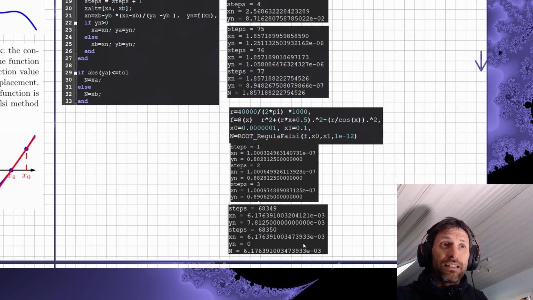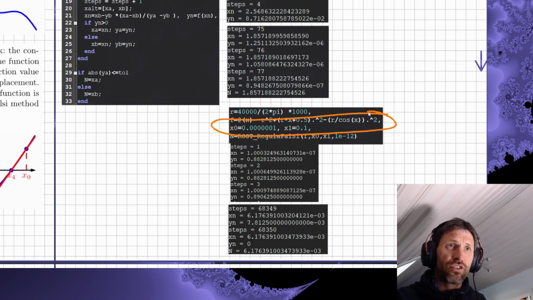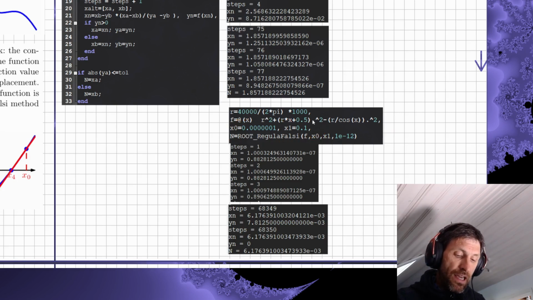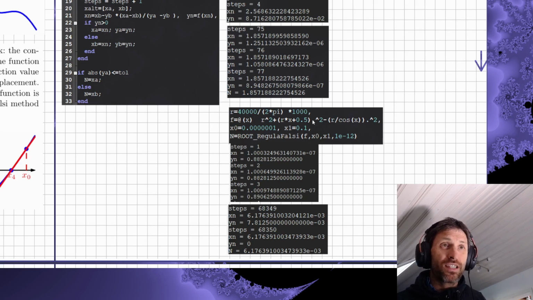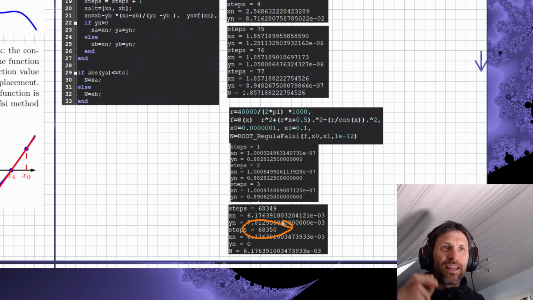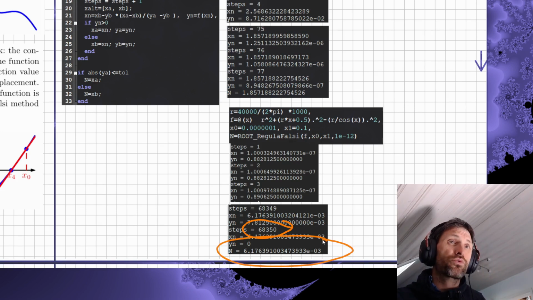Let's talk about our rope around the earth example. Then we can work with that function. We need the root of that function. This is the angle corresponding here in our problem. And let's start with these two starting points. And again, you need a lot of steps, but in this case not 77 steps, but 68,000 steps you need to find the root we are looking for. So Regula Falsi turns out to be not the best choice.